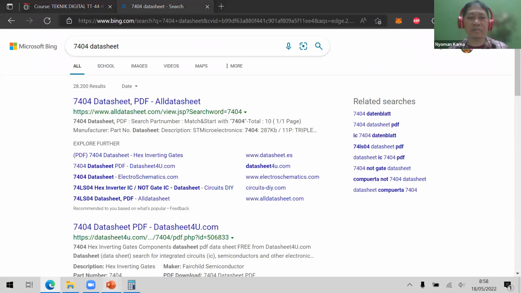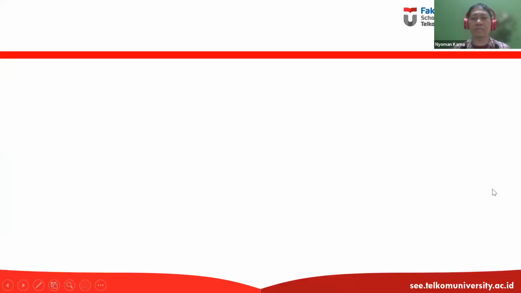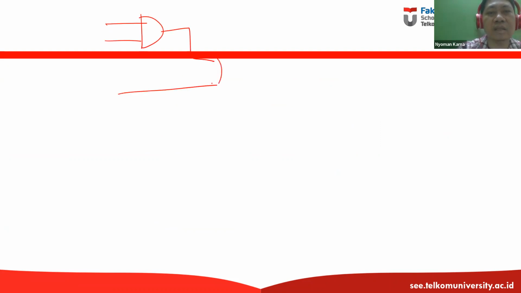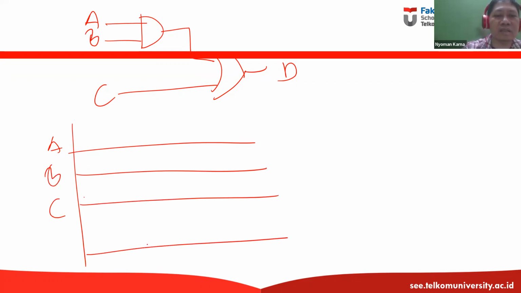Okay. Now, how about if we combine several logic gates? Now, let's say we have a circuit, something like this. This is the AND gate, and then this is the OR gate. So this is A, this is B, this is C, and this is D.